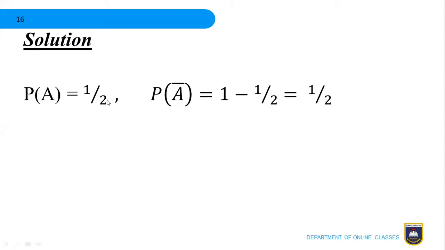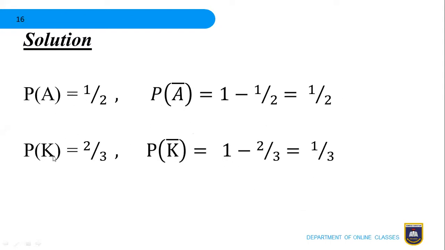You were given the probability that Abina solved the problem to be 1 on 2. The probability that Abina did not solve the problem will be 1 minus the probability that Abina solved, which is the 1 on 2, and the answer is still 1 on 2. Probability that Kwame solved the problem was given as 2 on 3. So probability that Kwame did not solve the problem will be equal to 1 minus 2 over 3, which is 1 over 3.